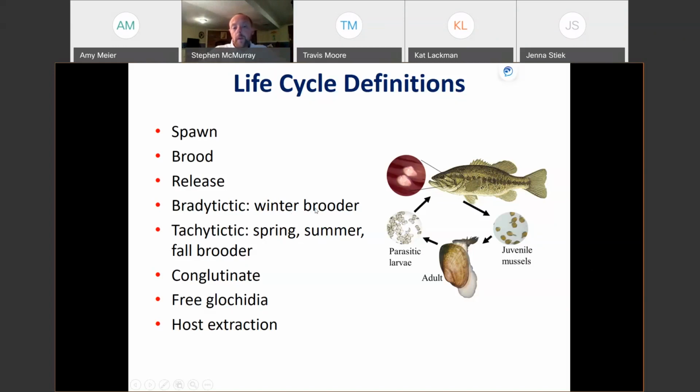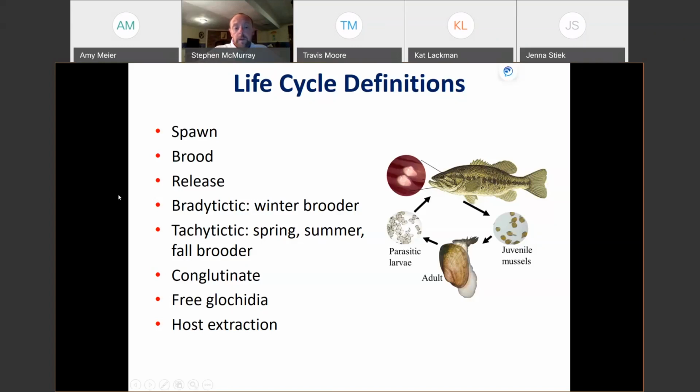Bradytictic are winter brooders, so they are fertilized in the fall, and they brood those young over the winter and release them in the spring. And then tachytictic are spring, summer, and fall brooders, so they're fertilized in the spring and they retain them throughout the spring, summer, and fall, and they release them in the fall as Glochidia.